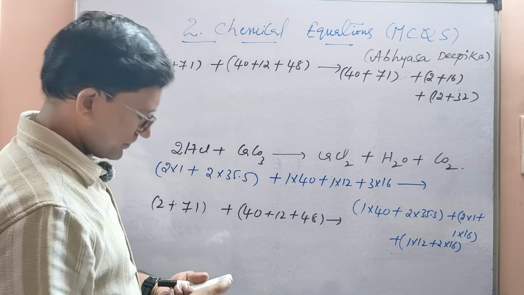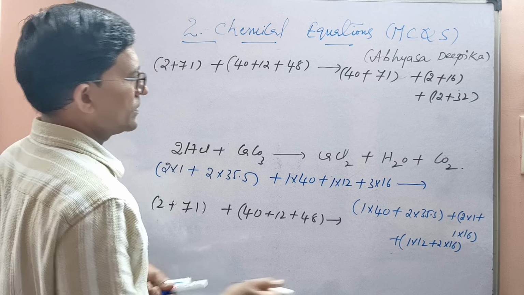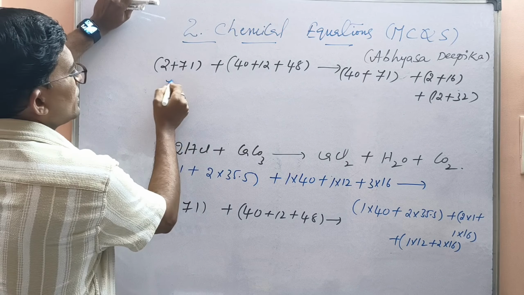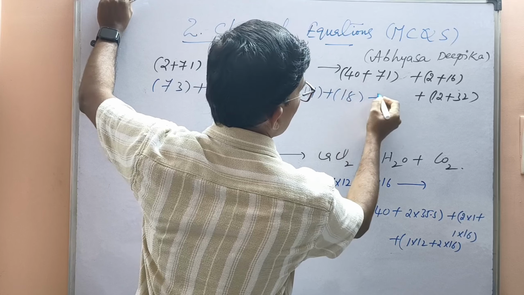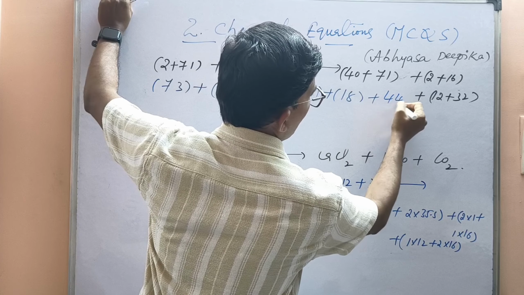Okay. Now, next, here it is 73. And here it is 40 plus 12 plus, it will become, total becomes 50, 60. This is 100. Gives rise to 40 plus 71, how much? 111. Plus, this is 18. Close. Plus, this is 44.